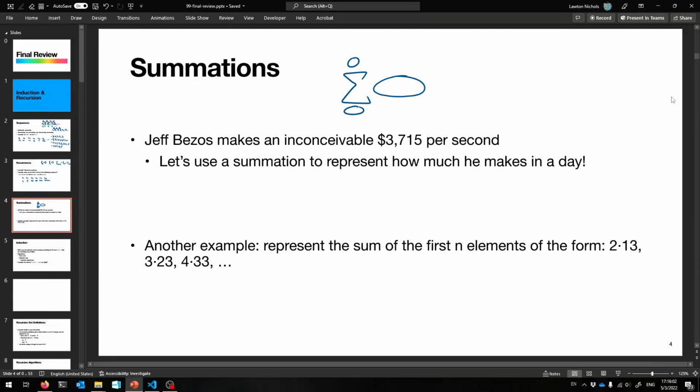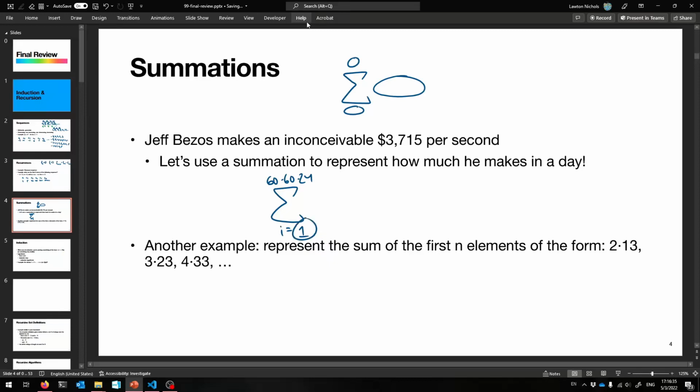So, for example, let's talk about how much money Jeff Bezos makes in a day. Or is it Bezos? I can't remember. We have to add up every second, right? So he makes that much money per second, but how many seconds are there in a day? Well, we can number them. Here's the first second in the day, and the last second in the day is, well, 60 times 60 times 24, right? 60 seconds per minute, 60 minutes in an hour, 24 hours in a day. So that's how many seconds there are.